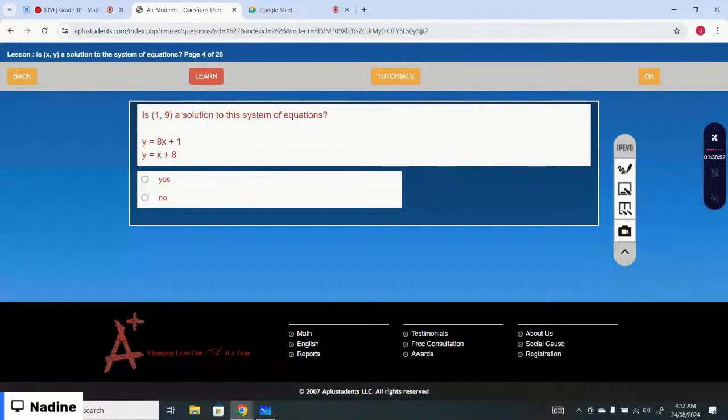The correct option is yes, 1, 9 is the solution of the system of equations. The correct option is yes, it is. Option number 1 is the correct option.